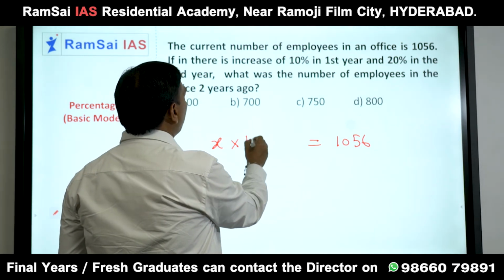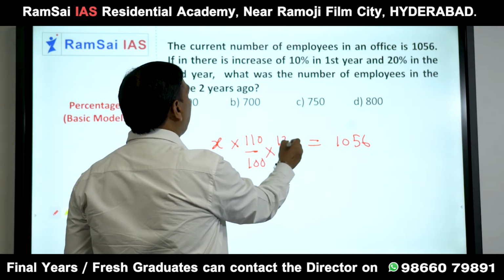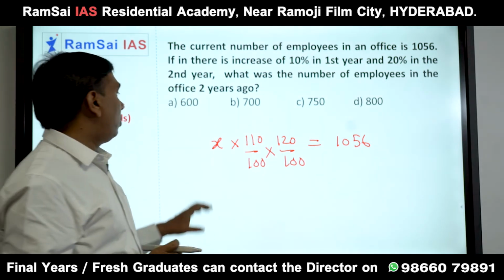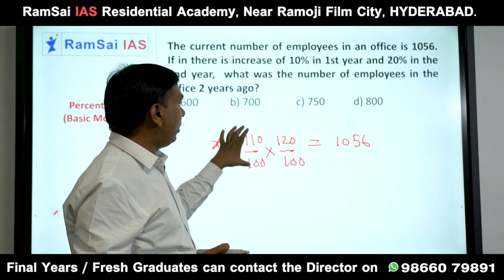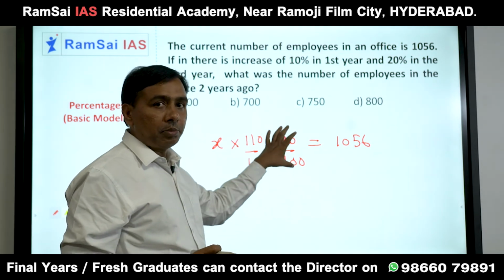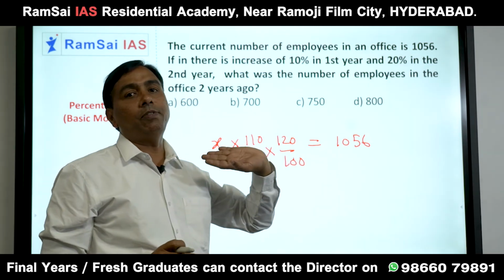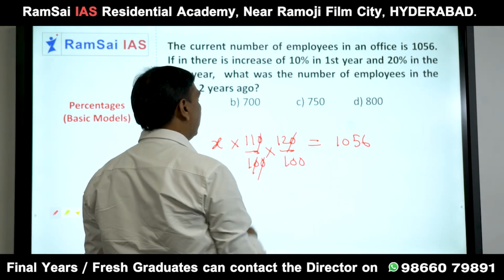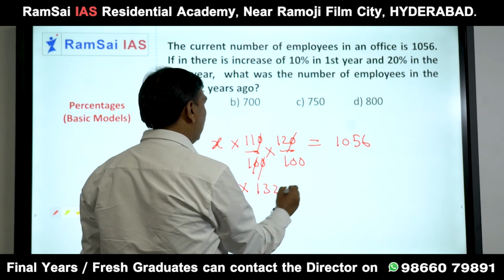There was an increase means 110 by 100. And in the second year there was an increase of 20 means 120 by 100. Has reached to this stage. 2 years ago it was x. Then in the first year it got increased by 10%, that means 110 by 100. And the subsequent year it got increased by 20%, that means it is 120 by 100. Now it has become 1056. So now how can I do this? This one getting cancelled.